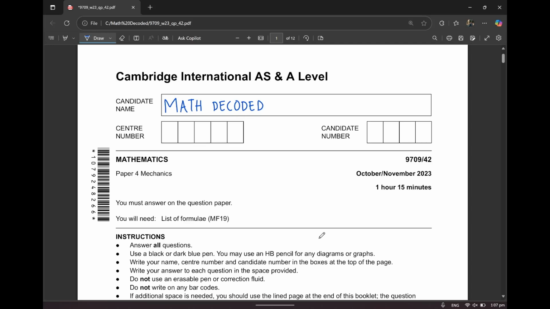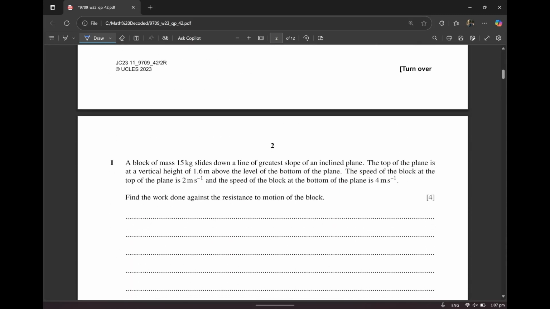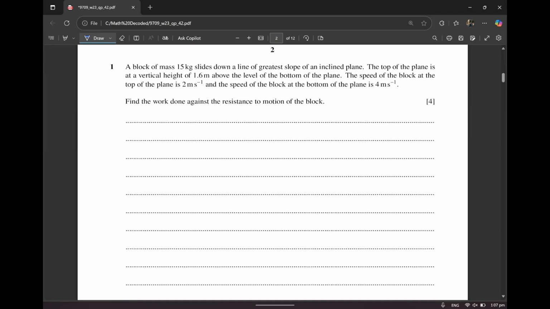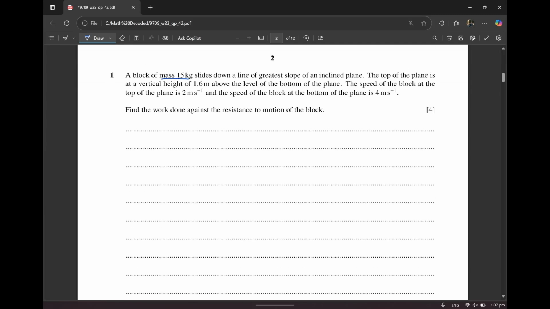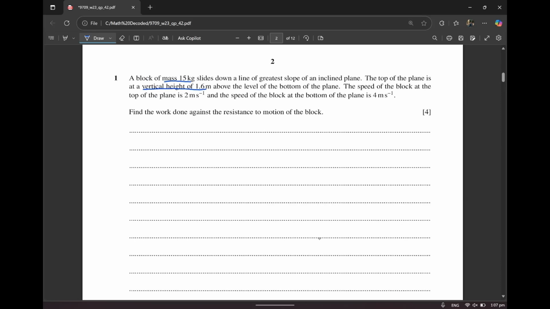Today I'm solving 9709 October November 2023 paper 4-2, which is your mechanics paper. So let's get started. Question number 1 reads, a block of mass 15 kg slides down a line of greatest slope of an inclined plane. The top of the plane is at a vertical height of 1.6 meters. The speed of the block at the top is 2 meters per second, and the speed of the block at the bottom is 4 meters per second.